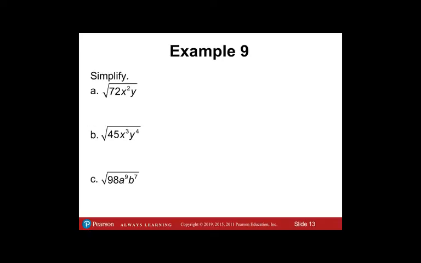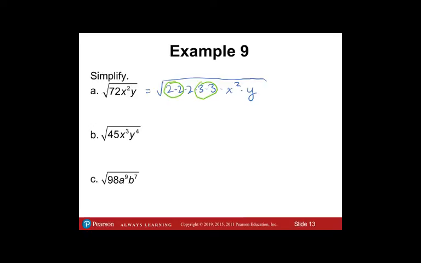So if I were doing this one, 72, I'm going off to the side, 72 is what? Is that 9 times 8? Okay. So then this is going to be the same as the square root of 2 times 2 times 2 times 3 times 3, 9 times 8, times x squared times y. We're still looking for our groups of 2. So here's one group of 2. Here's a second group of 2.